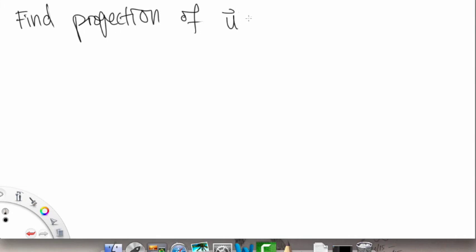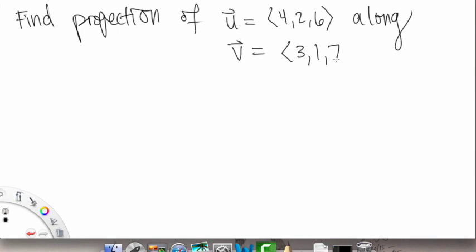Okay, so let's do an example of finding a projection. What we're going to do is find the projection of u, which is equal to 4, 2, 6, along v, which is 3, 1, 7. So let's go back and find the projection of u onto v, which could also be called u parallel.